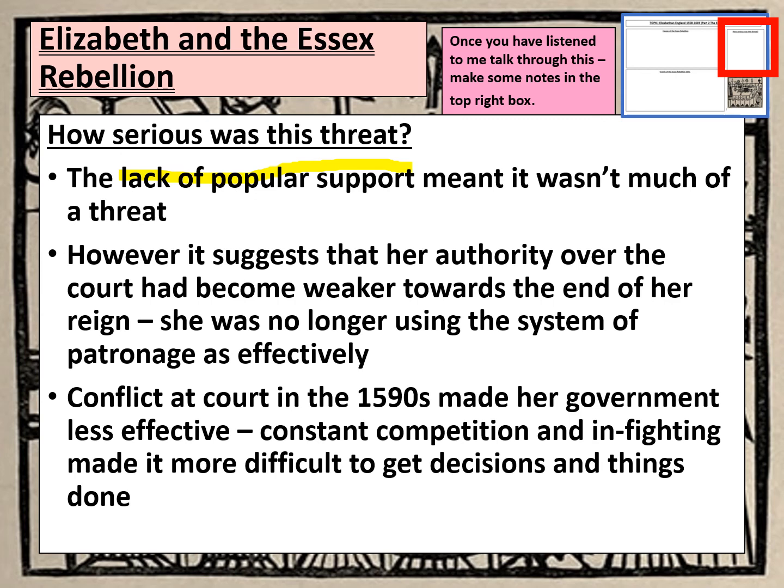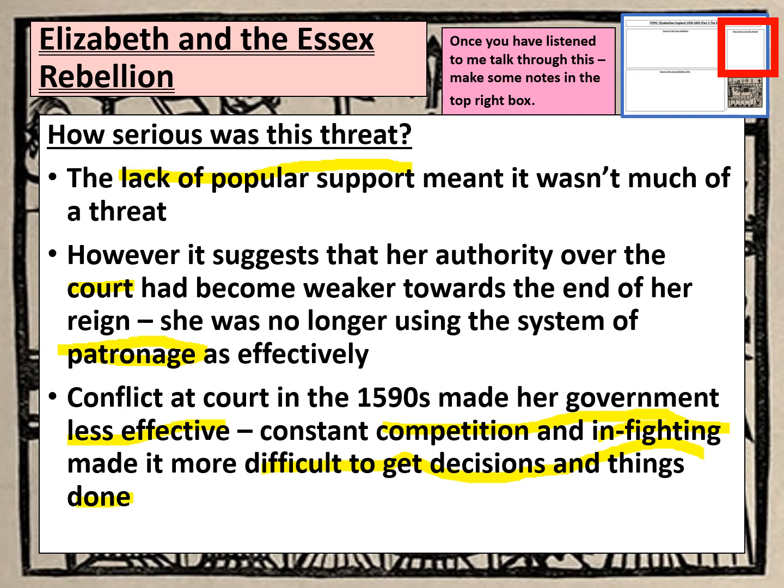But her authority over the court had become weaker. The fact that some courtiers and one of her privy councillors was actually willing to rise up against her and actually try and take her throne showed that patronage was not being used as effectively as before. Her government had become less and less effective. What you got was this constant competition and infighting, and it made it more difficult to get decisions and things done. So this demonstrated a weakening of her power over time.